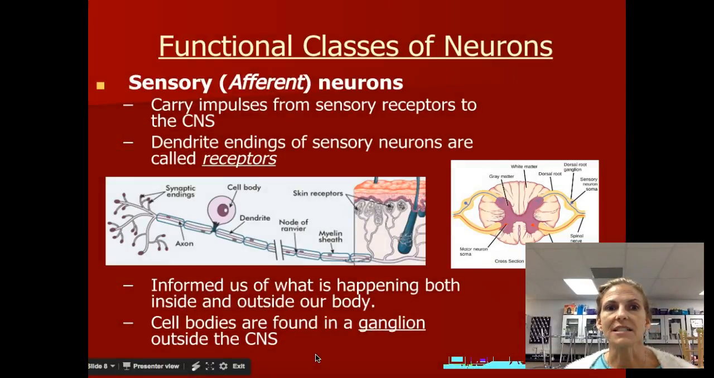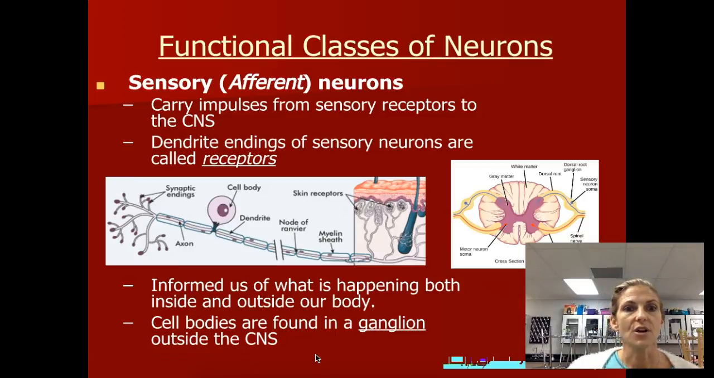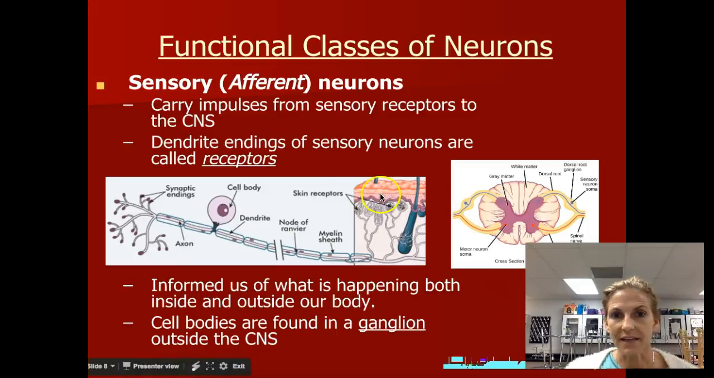So functionally, we classify them according to the direction the impulse is traveling with respect to the CNS. So now that we just talked about a unipolar neuron, we can look at a unipolar in action. So here is some skin, here is some receptors. Those receptors are picking up some signal. Maybe you touched something that was hot or cold, or maybe it was sharp or smooth or rough. So you have these sense receptors here. Those are the dendrites of a sensory neuron. So that sensory neuron then is an afferent neuron, meaning the impulse is going toward the CNS.